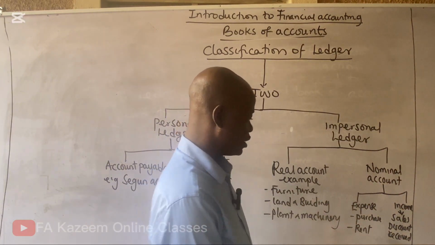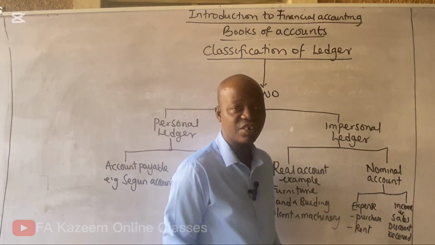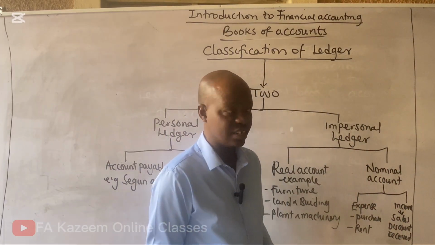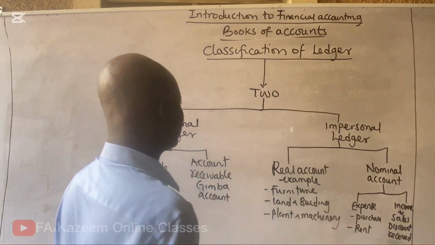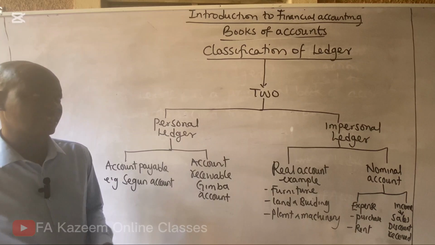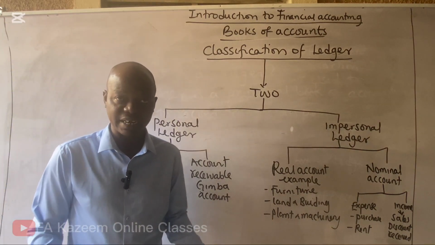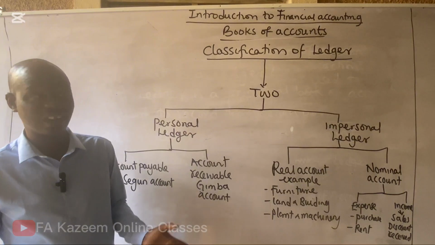While in income, we have sales. Sales is an income, discount received, rent received, and interest received. This is all about the principal book of account. Principal books are ledgers. Ledgers are where transactions are being recorded permanently, and ledgers are used for classification.